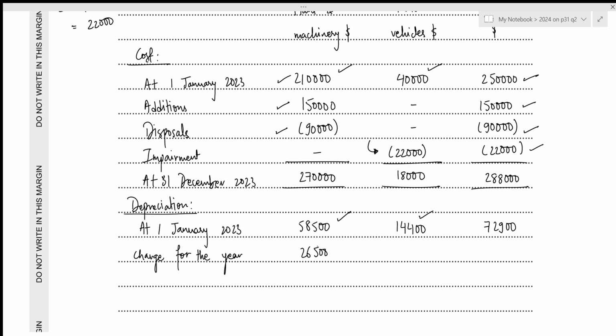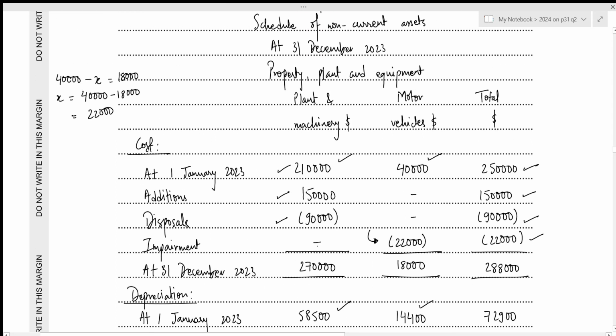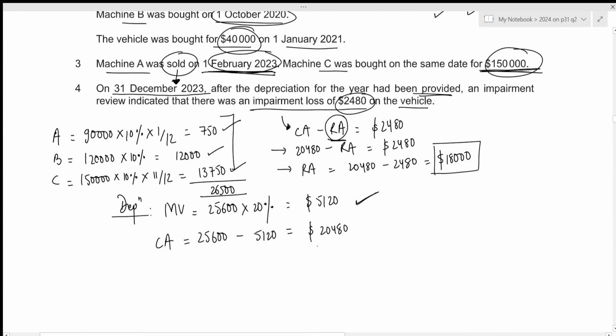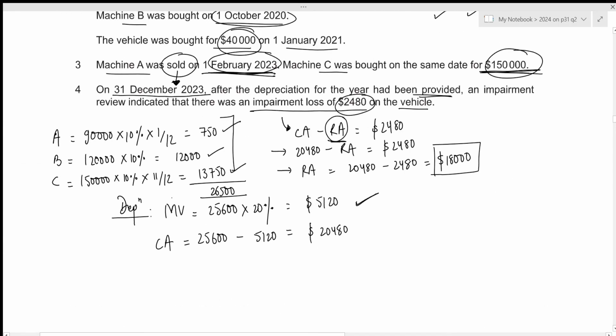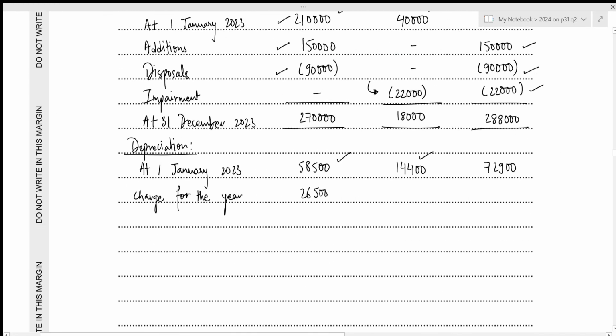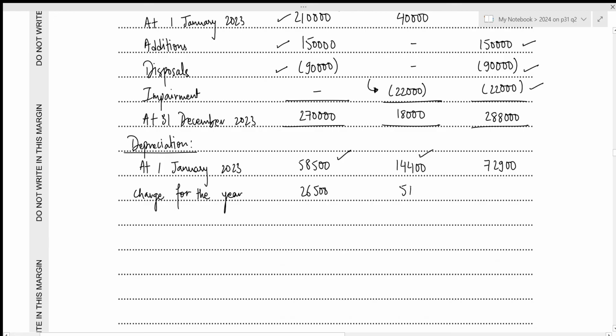Then we need to calculate the depreciation for the year 2023 for motor vehicles. But in this case, I think we've already done that. We've calculated the depreciation for motor vehicle right here. It was 5,120. Let's write it down. The total depreciation charge for the year will be 26,500 plus 5,120, which results in 31,620. Then in this case, there was disposal as well.